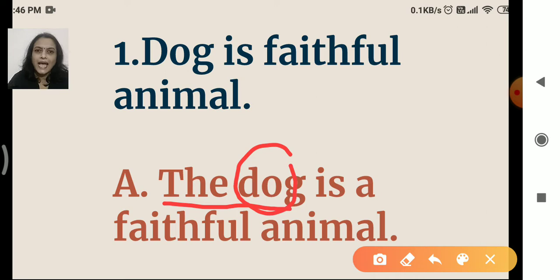Okay, the dog, the class of dog. All dogs are faithful, isn't it? So we are talking about the particular class of dog. That is why the dog is a faithful animal. Here we know that all dogs are faithful, and "the" refers to the whole class of dogs. That is why the dog is a faithful animal. We have also introduced "a" there, right?